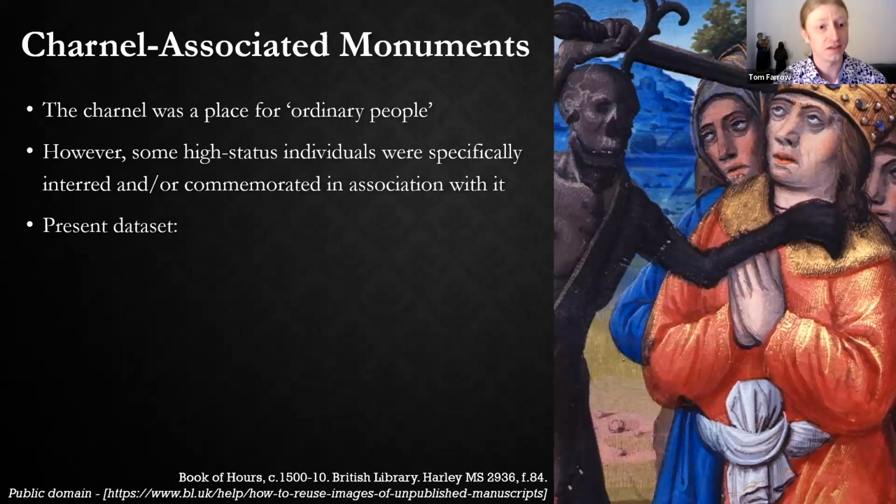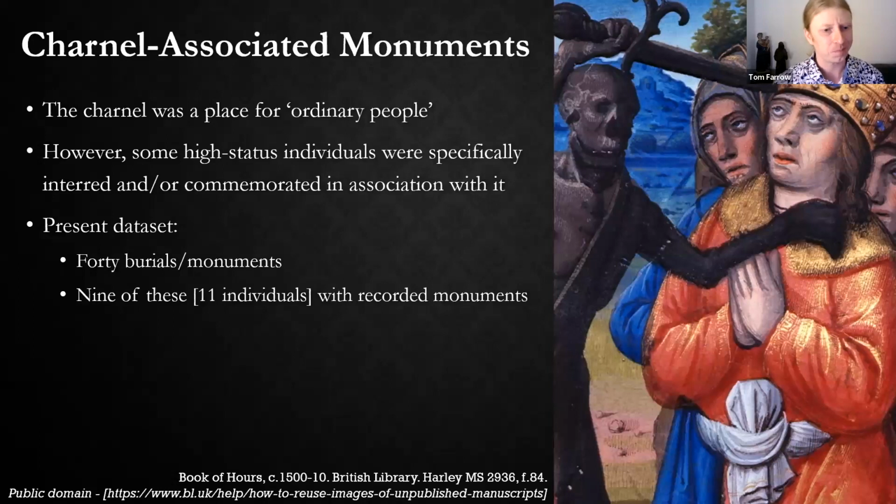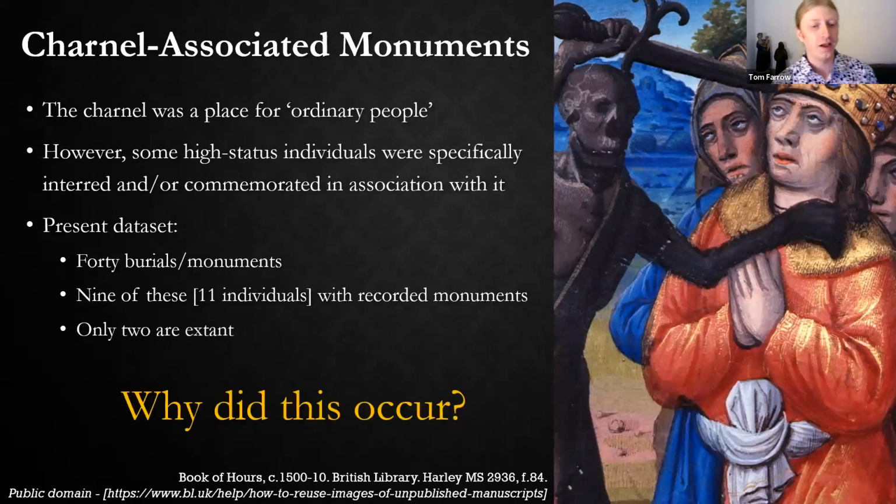So this talk is based on a forthcoming paper, which I'll include details of at the end, and the dataset that I've compiled for that has identified around 40 late medieval burials and monuments of this kind. 9 of these burials, representing 11 individuals, there's a couple of doubles in there, had monuments recorded in association with them. Unfortunately, only 2 of these monuments are extant. However, we still have plenty to go off in terms of documentary and contextual material. And these 2 are just a nice little treat on top of that. They're like well-deserved pudding.